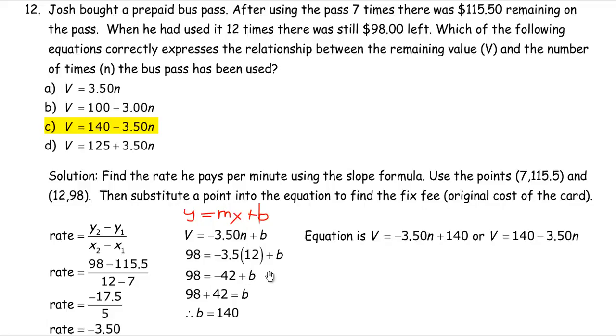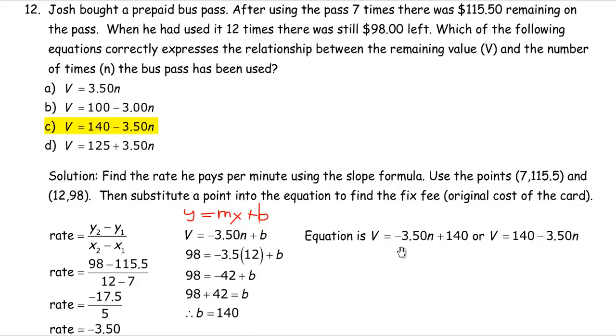And so we have to find that. So we substitute a point in, and I used the 12, 98 point. If you want to use the 7, 115.5, that works just as well. It'll give you exactly the same value for b. So 98 is the value, so 98 goes in here, and 12 is the number of times that the bus pass has been used. So we multiply the 12 by the negative 3.5 and get negative 42. And I want to isolate for b, so I would add 42 to both sides, or bring the 42 over and add it to the 98. And so 98 plus 42 is 140, so that's the initial amount.